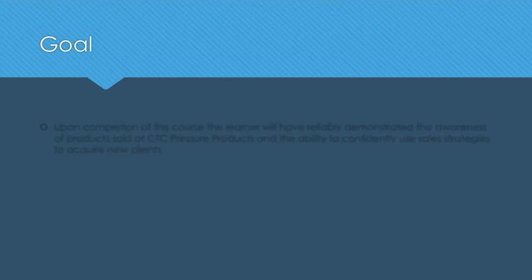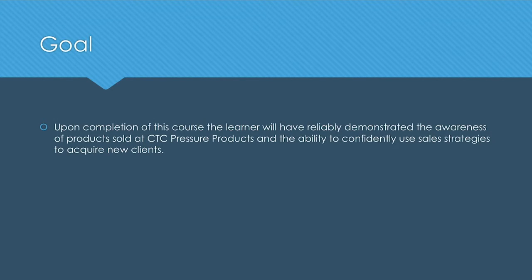Let's take a look at the course goal. Upon completion of this course, the learner will have reliably demonstrated the awareness of products sold at CTC Pressure Products, and they will have the ability to confidently use sales strategies to acquire new clients.